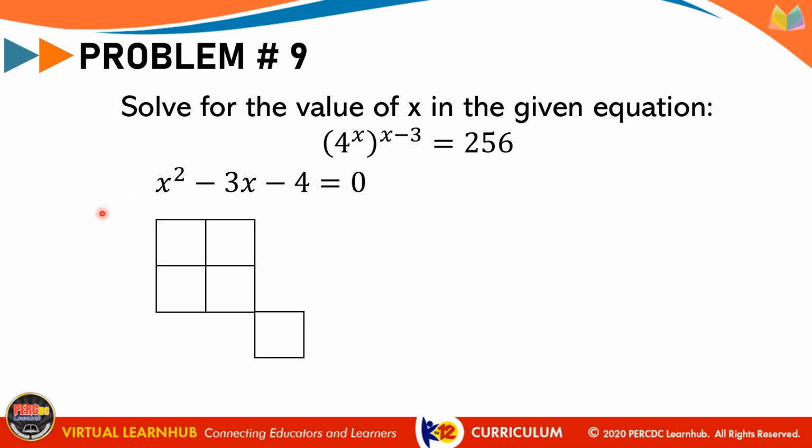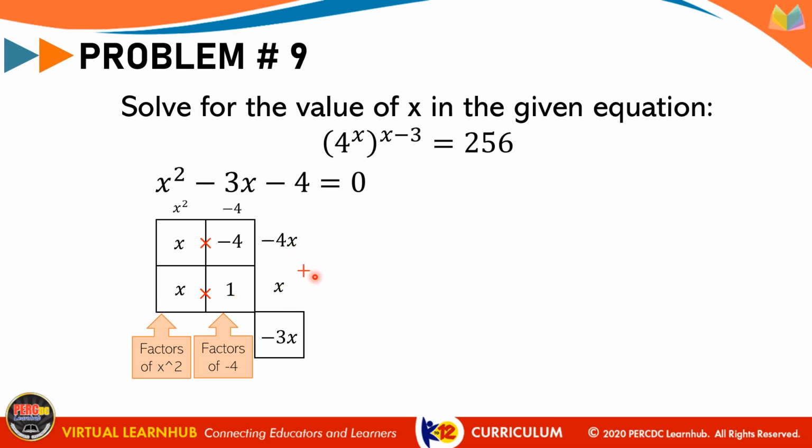So we will solve for x using this magic square. We will put x squared here and negative 4 here, and then the middle term negative 3x we will put in this box. In these two boxes here, we will put the factors of x squared. So we have x and x. In these two boxes, we will put the factors of negative 4. We have negative 4 and 1. So multiplying this, we will have negative 4x and x, and adding them together, we will have negative 3x.